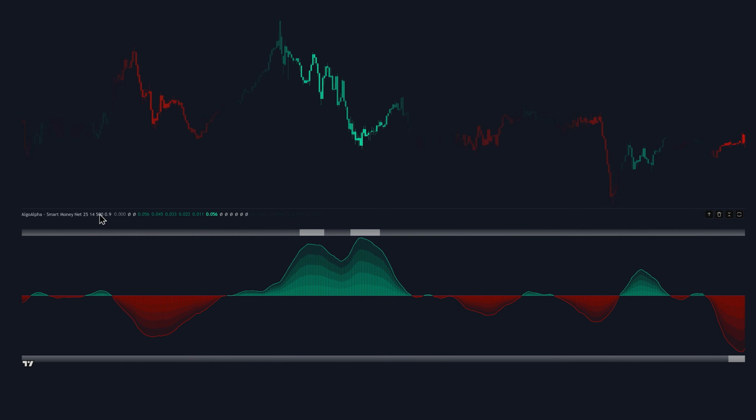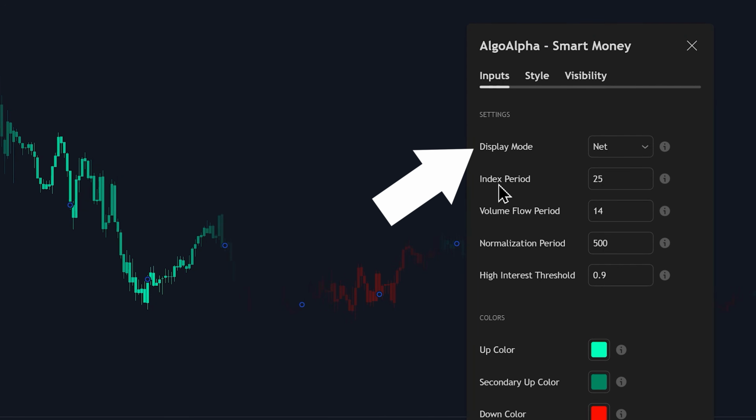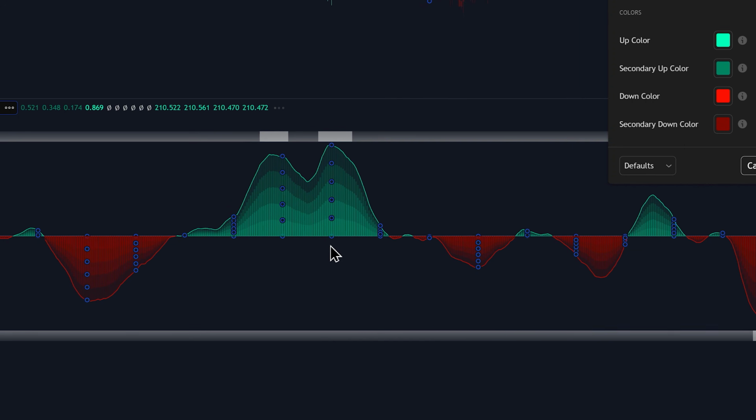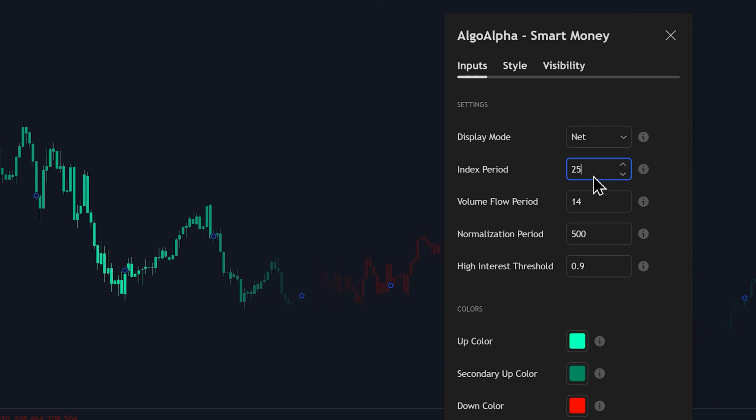Now let's dial in the settings in a way that makes sense for a fast chart like 5-minute GBPJPY. The first setting that matters is the index period. This controls how much history the index includes. A larger index period smooths the signal and focuses on longer participation trends, but it reacts slower. A smaller index period reacts faster, which can be useful on 5-minute charts, but it can also get noisier.